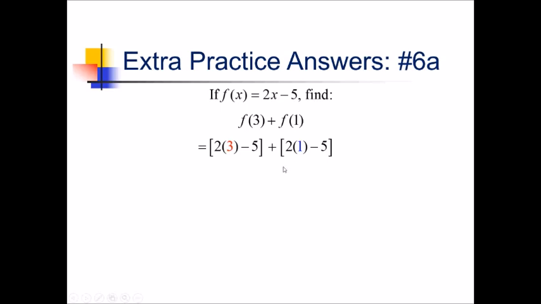And now that I've got all those x's swapped out for 3's and 1's, I'm just going to simplify this using a little PEMDAS. So over here I've got 2 times 3 is 6, and we'll keep all that together for now. Over here 2 times 1 is just 2, so no big changes over there. Now on the left side here, 6 minus 5 is 1. On the right side, 2 minus 5 is negative 3, so I'm doing plus negative 3 or minus 3. And 1 plus negative 3 is a grand total of negative 2.